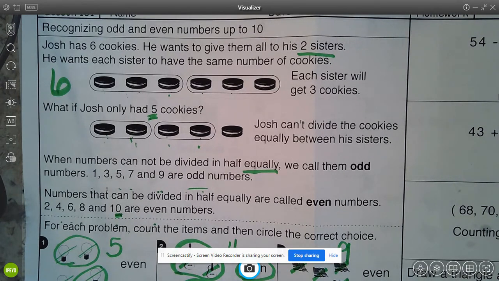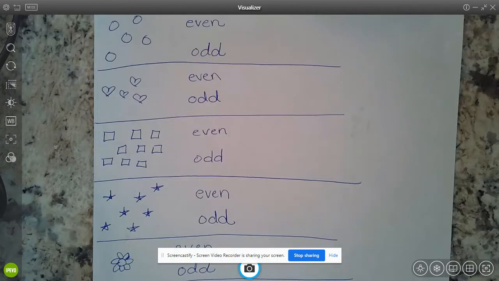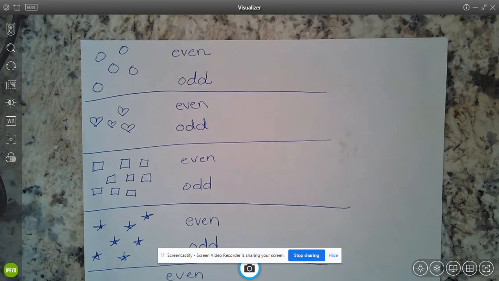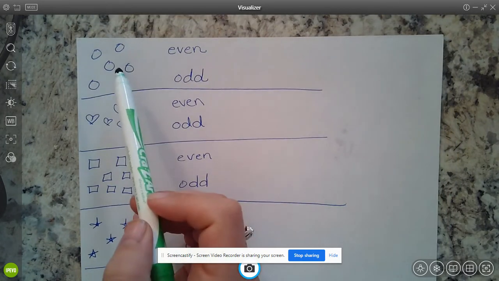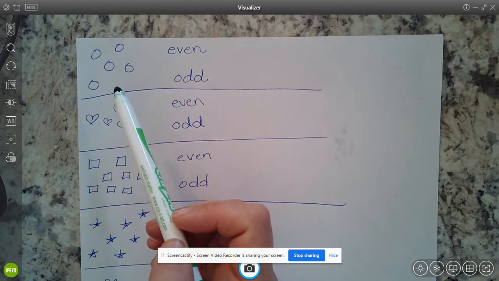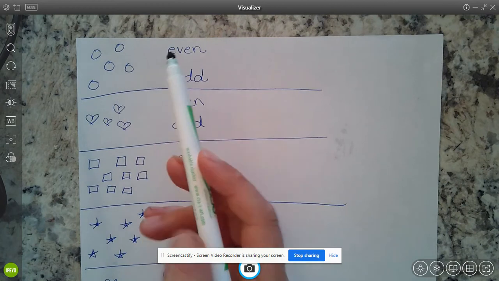Okay, so moving on, I have some practice for us. I have shapes. On this first one, I have some circles. We're going to count how many there are, and we're going to figure out, is that number even or odd? Let's count together. 1, 2, 3, 4, 5. So our number is 5. Is the number 5 even or odd?